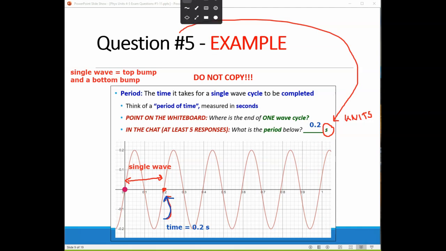Again, do not copy this, because no one has this example. Everyone has a different one. But in this case, you would see that the time for a single wave, taking a look at our timestamp down here, is just 0.2, and the units would be seconds. Do question number 5 on your own for your own example, and then continue playing when you're ready.